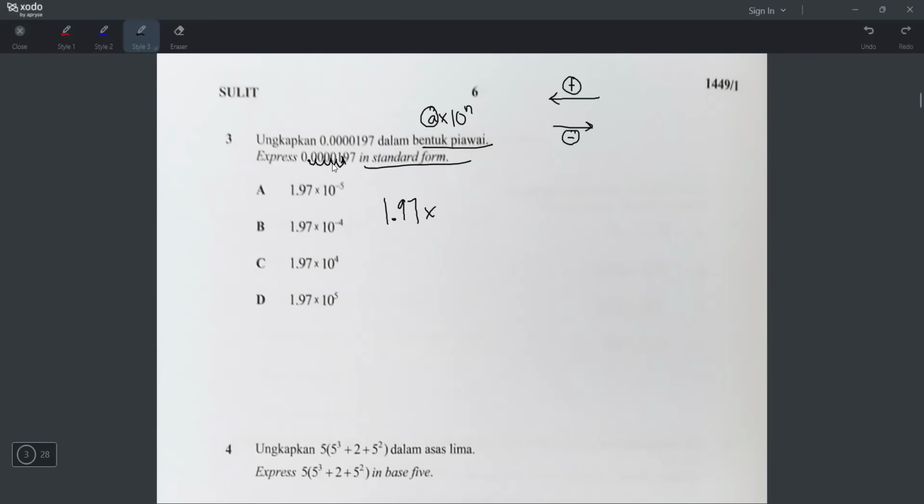All right. So you're moving to the right. So later the 10 power have to put negative, because moving to the right means negative. But negative berapa? You move how many times? One, two, three, four, five. So negative five. So A is the answer.